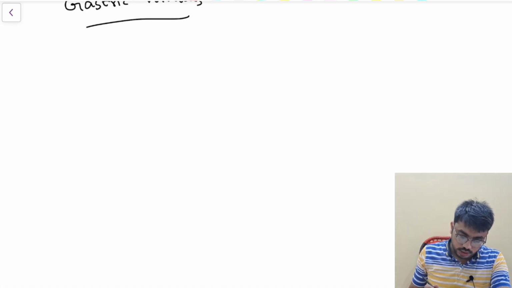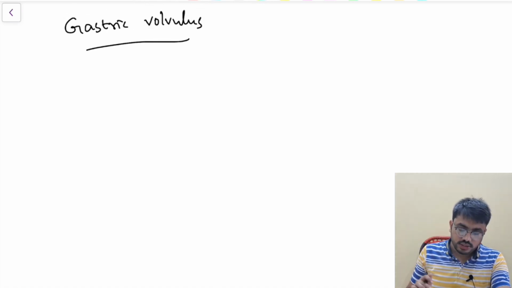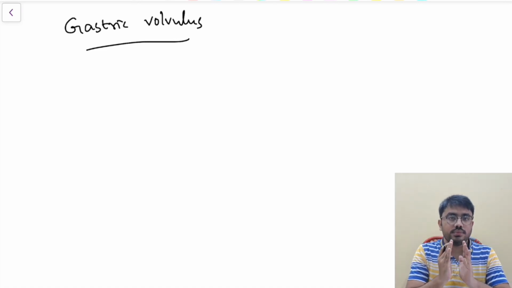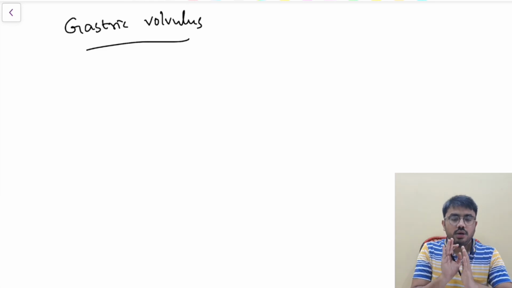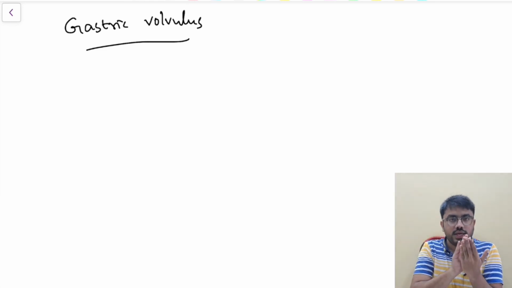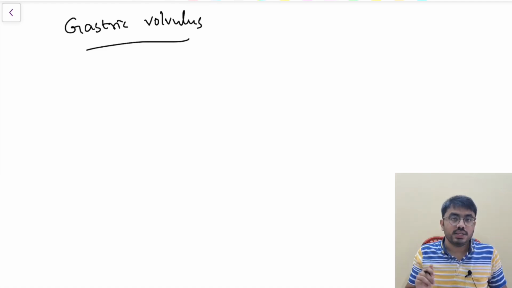Right. It means there is rotation of the stomach. So suppose there is a stomach. The stomach can rotate in this direction, or the stomach can rotate in this direction, the forward direction also. So it can rotate horizontally or it can rotate vertically. Okay, what is happening we will see.